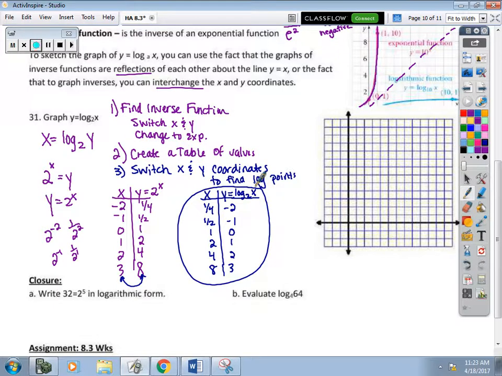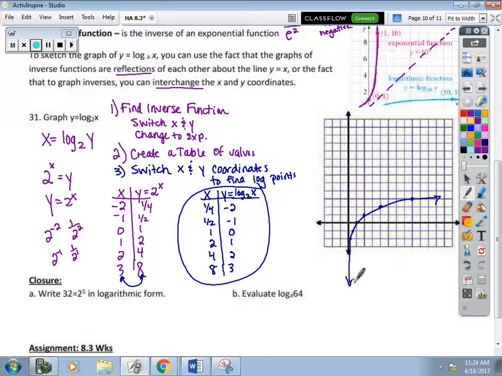Now, if you prefer, you could have plotted these and then reflected each point across the line y equals x, which some of you like to do. We'll go ahead and plot these: 1/4, -2; 1/2, -1; 1, 0; 2, 1; 4, 2; 8, 3. Okay, now what you're going to notice is this is going to get really close to the y-axis. Just like how the exponential curves never touch the x-axis, the logarithmic functions are never going to hit the y-axis. So you don't want to show it going past that y-axis. It's just going to get very, very small, but never negative.